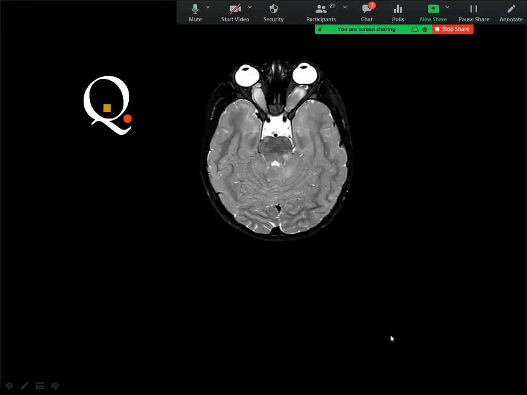Then this patient with MRI of the brain, including the orbits.